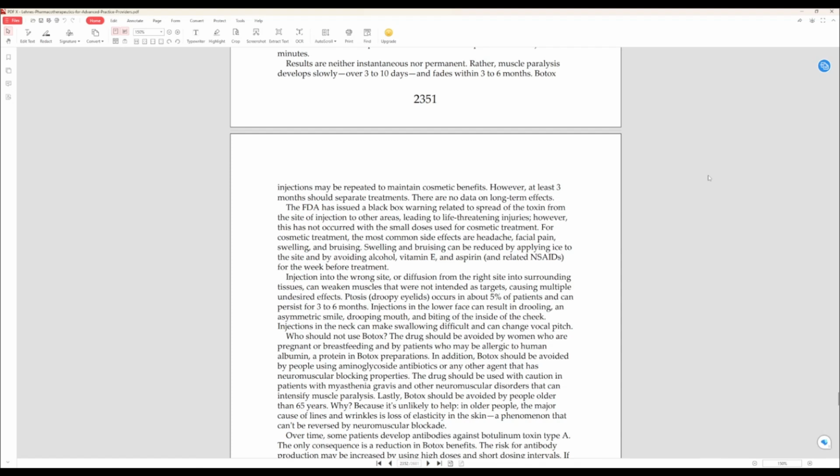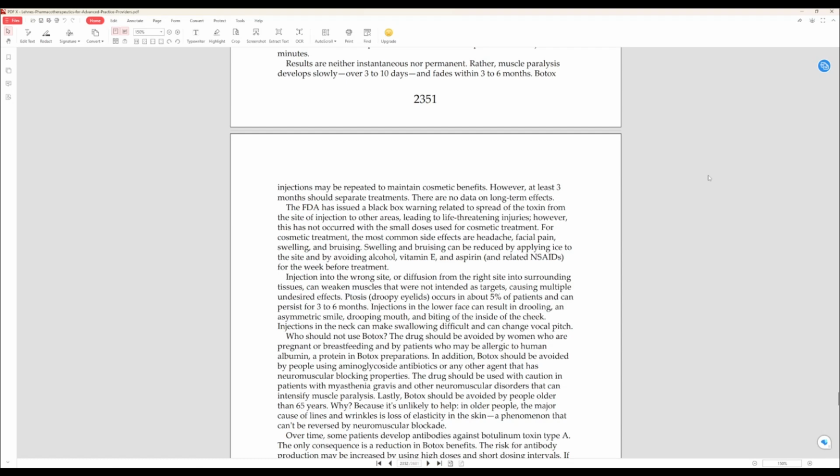Injection into the wrong site or diffusion from the right site into surrounding tissues can weaken muscles that were not intended as targets, causing multiple undesired effects. Ptosis occurs in about 5% of patients and can persist for 3 to 6 months. Injections in the lower face can result in drooling, an asymmetric smile, drooping mouth, and biting of the inside of the cheek. Injections in the neck can make swallowing difficult and can change a vocal pitch.